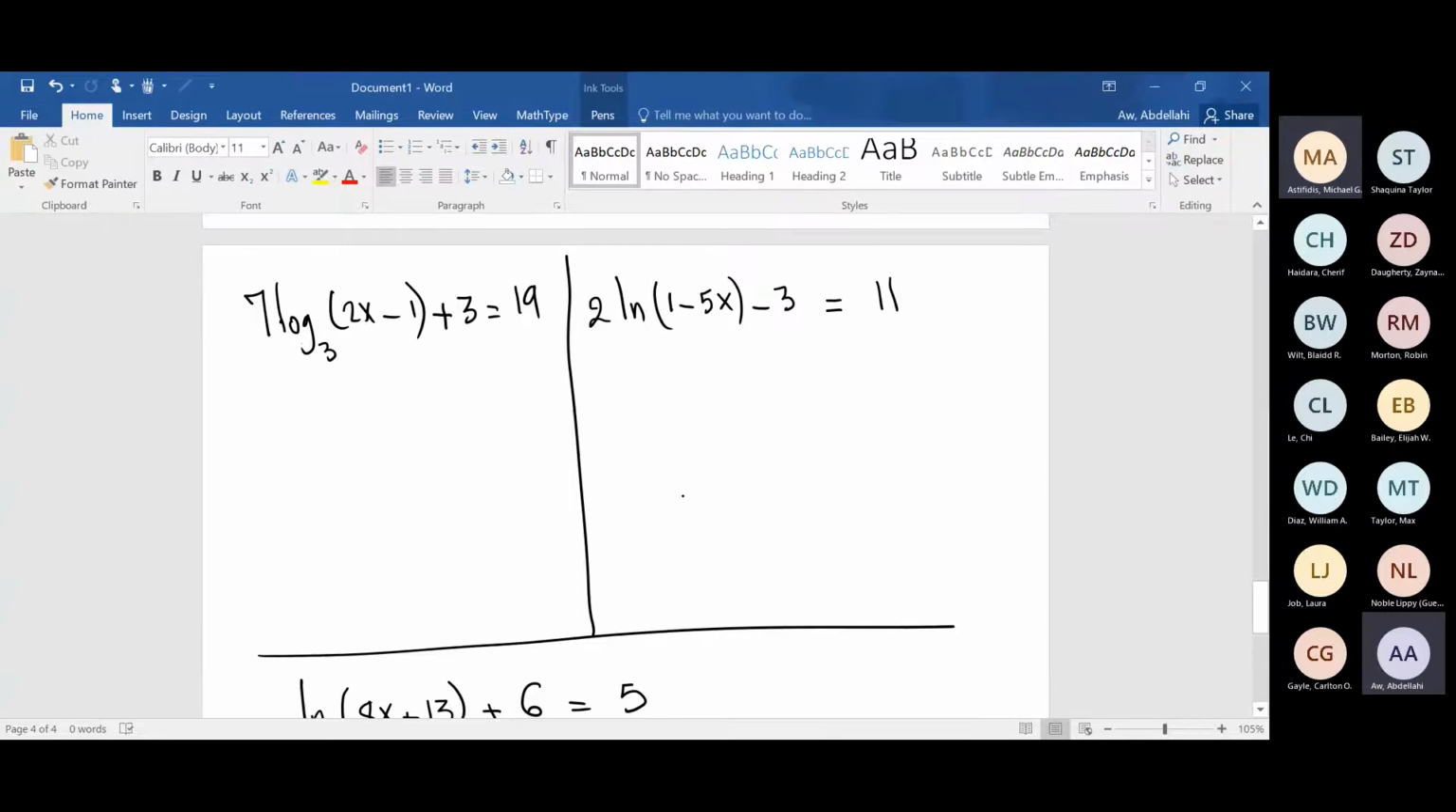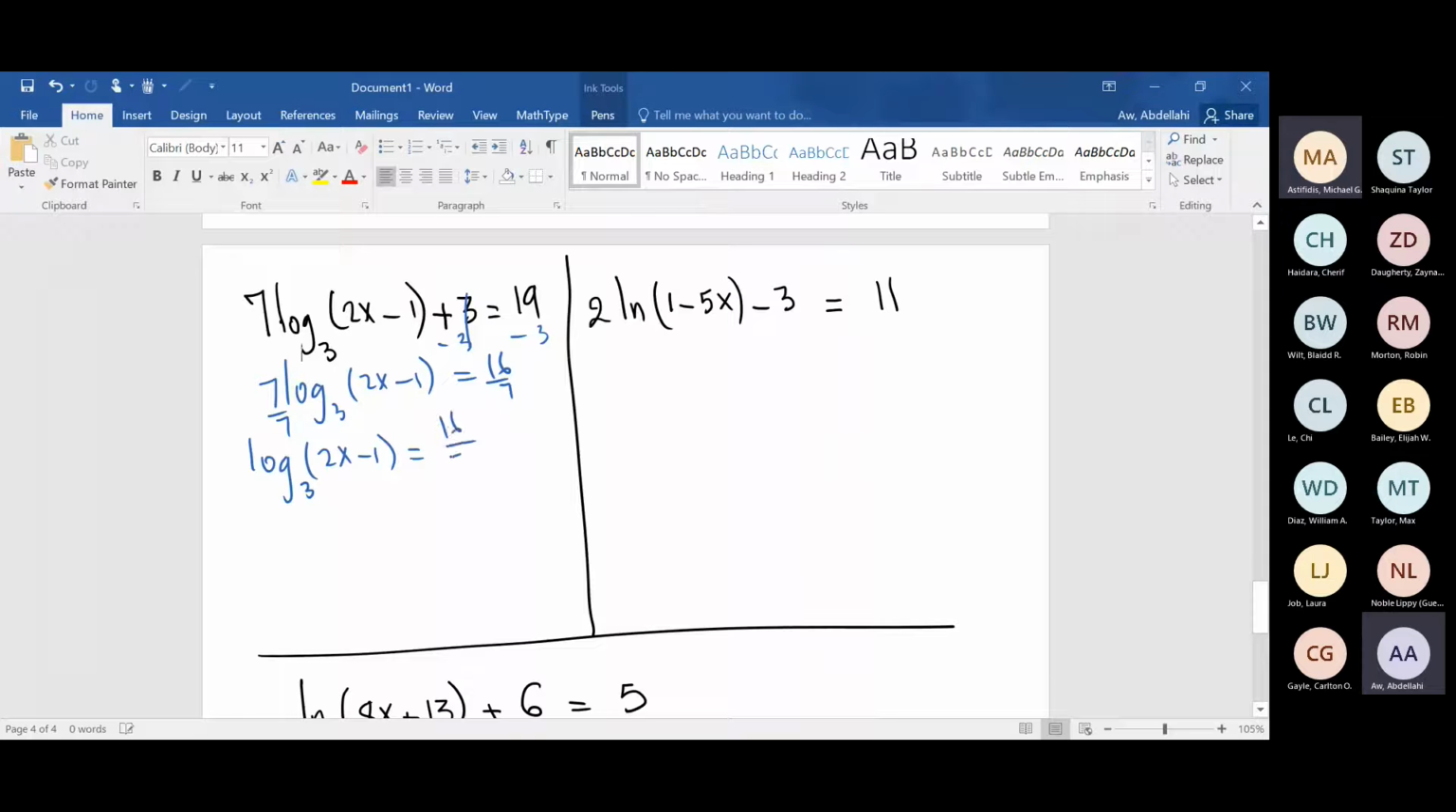All right, let's take care of the first one. What are you going to do first? Subtract 3 from both sides. So 7 log base 3 of 2x minus 1 is equal to 16, and then divide by 7. So we get log base 3 of 2x minus 1 is equal to 16 over 7.